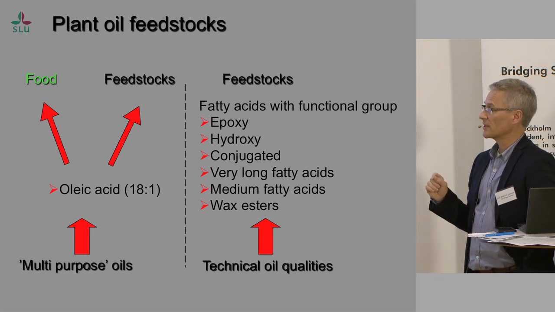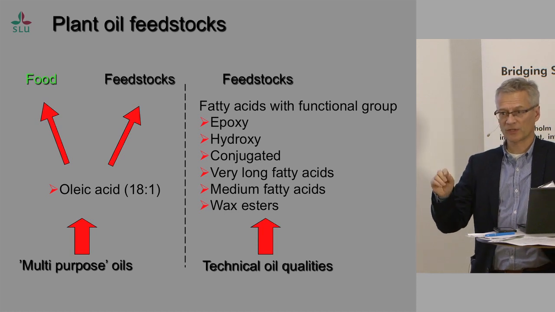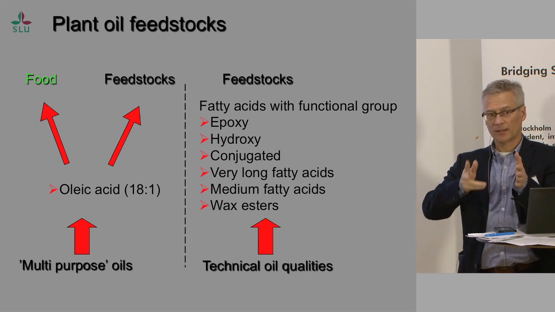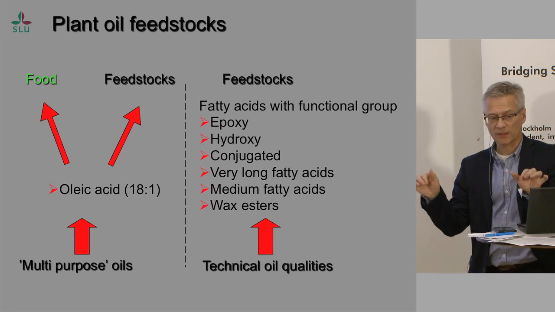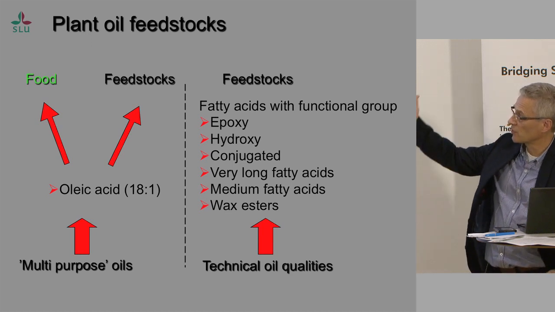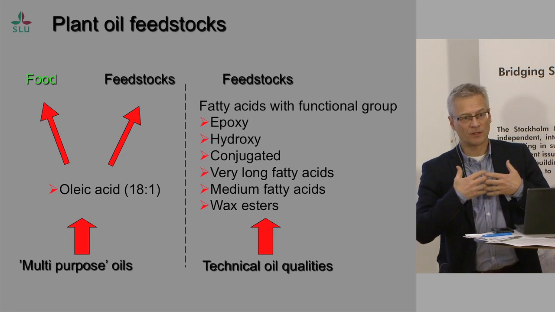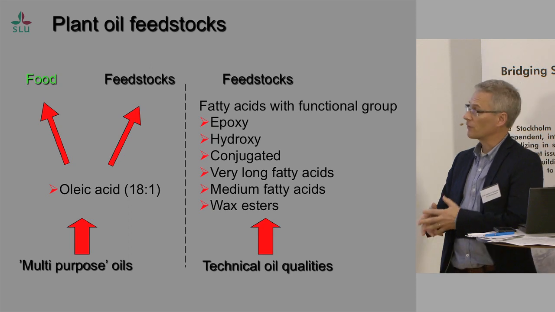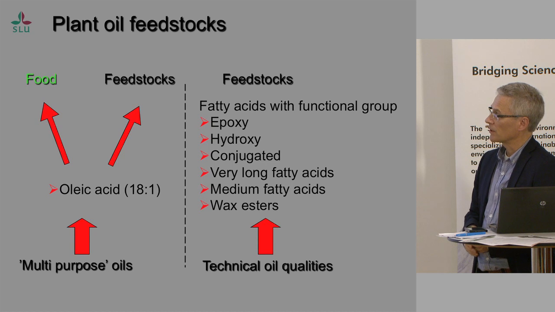But it's also an interesting source to use as a feedstock, because it has a double bond roughly in the middle of the carbon chain that can be cut to get two other structures that are interesting for the industry. So a multi-purpose oil can be produced by oil crops, not thinking too much about risks. Just use it for food or for feedstock, because that's what it can be used for.